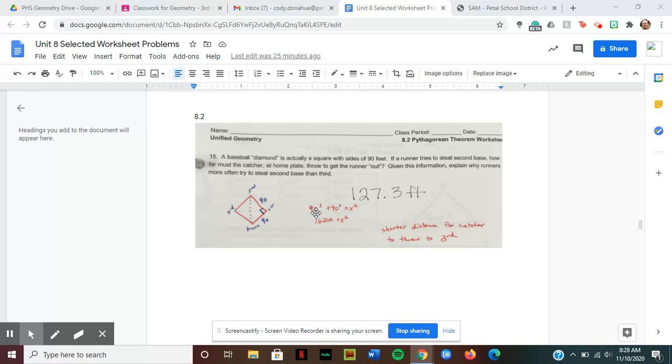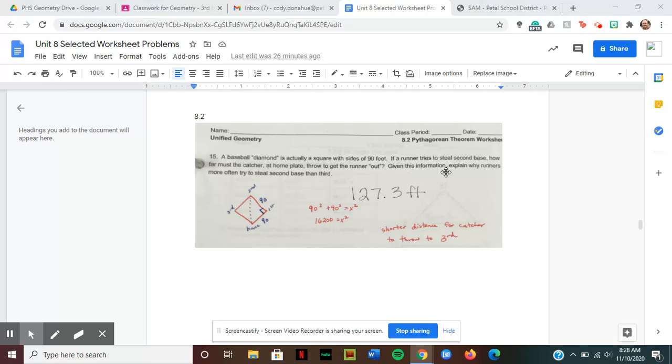Okay, so I take 90 squared and I square it, then I should get 8,100, and then when I add that to another one, I'll get 16,200, which would be equal to x squared. And so then when I take the square root of both sides of that, I'm going to get 127.3 feet. Okay, so the length of that dotted line is going to be 127.3 feet.